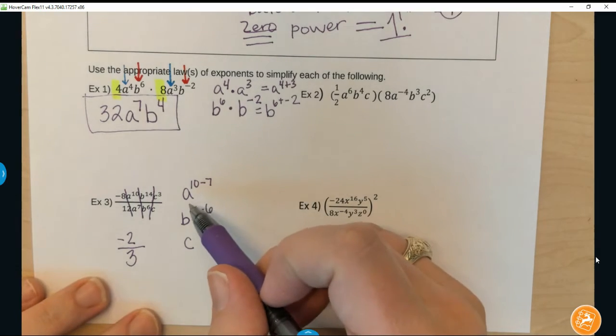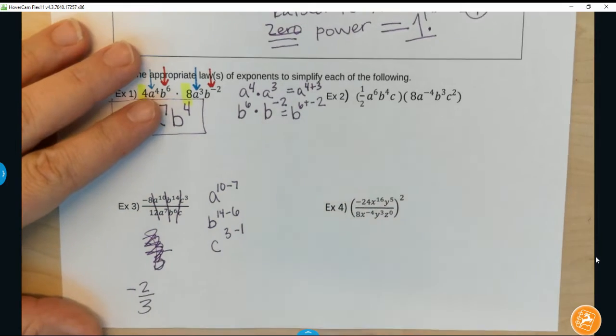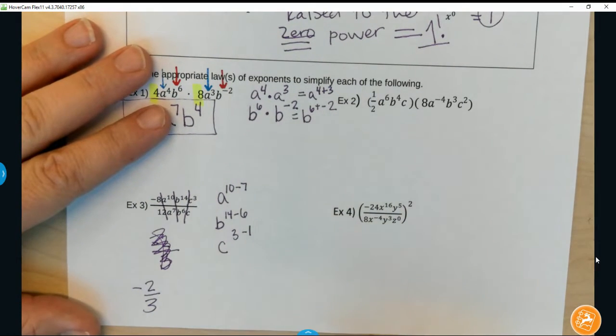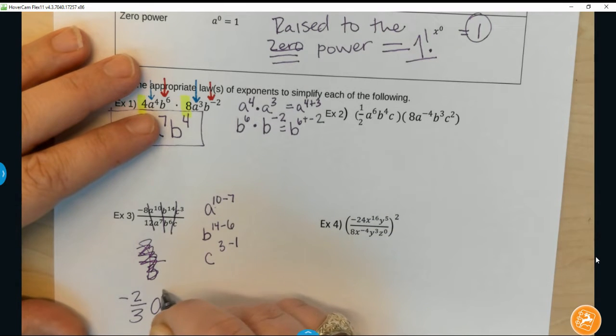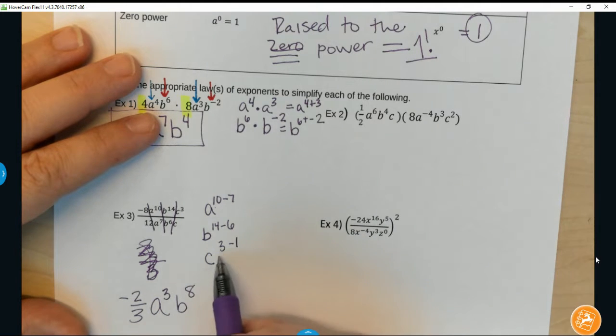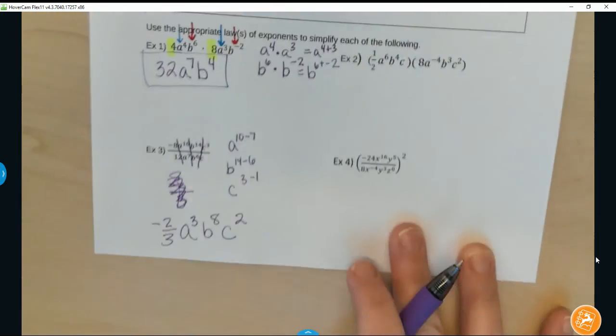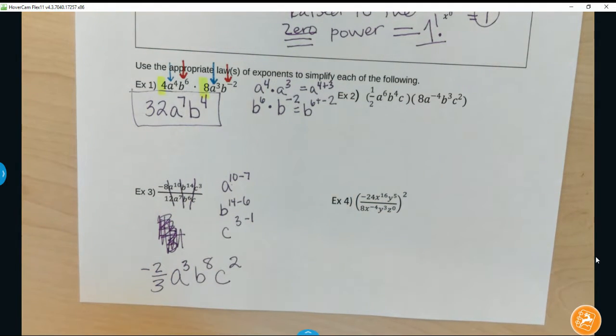Okay, so I'm just going to move this down a little bit so that I don't run into anything. But I'm going to have my negative 2/3 that I have, and then I'm just going to write my variables behind it. So 10 minus 7, that will be a to the 3rd power. 14 minus 6, that will be b to the 8th power. 3 minus 1, that would be c squared. So your answer for this, once you reduce it down, would be negative 2/3 a to the 3rd power, b to the 8th power, c squared.